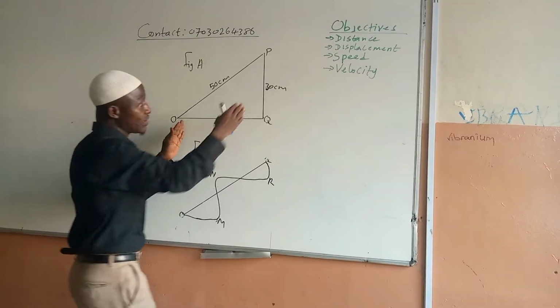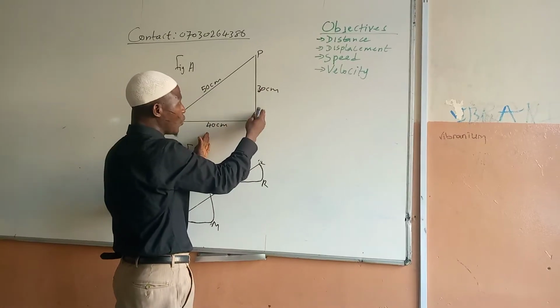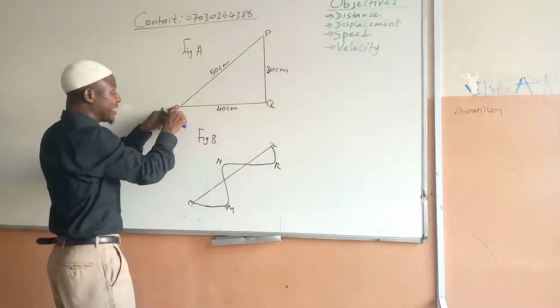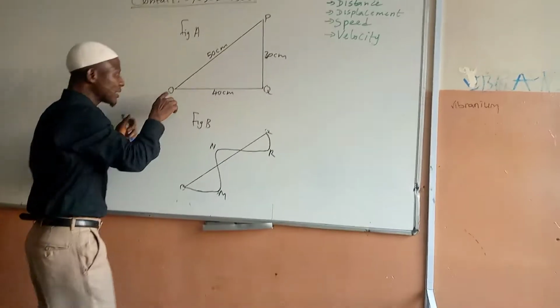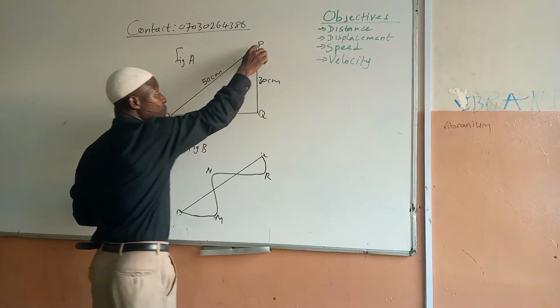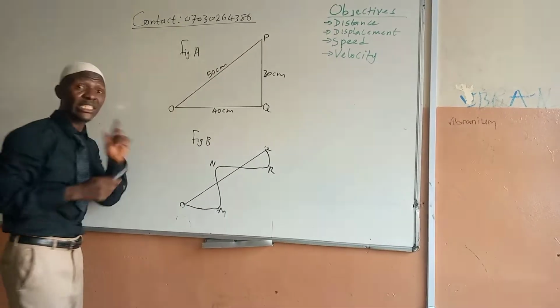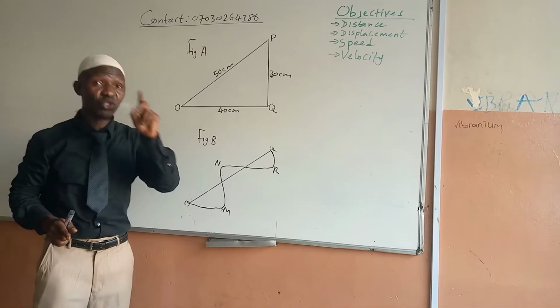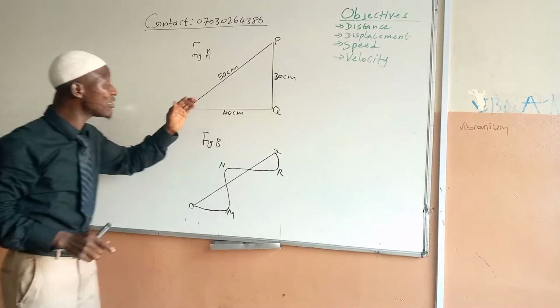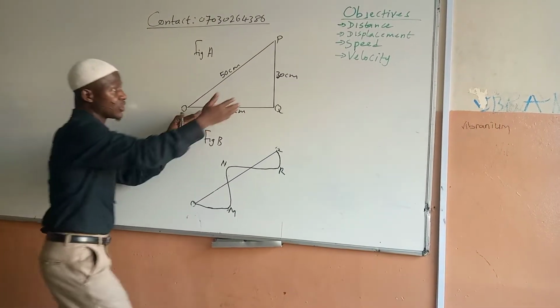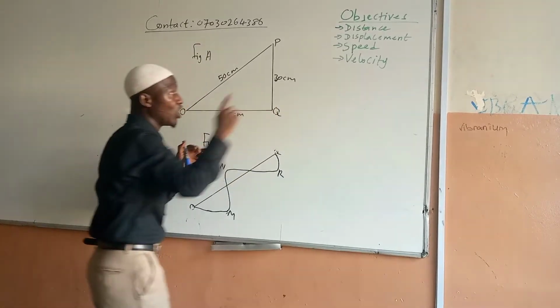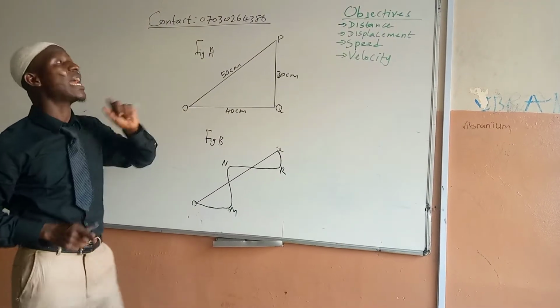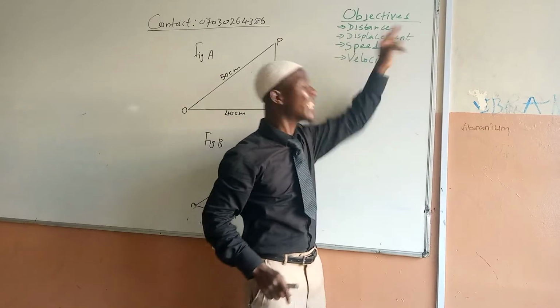Now the journey has already formed a right angle triangle by joining this one to this. This point O to point R that you are joining together is the displacement, because it gives you the shortest distance and it has a specific direction. This one does not have any specific direction. That's why we call it distance. So in that case, we classify distance under scalar quantity.